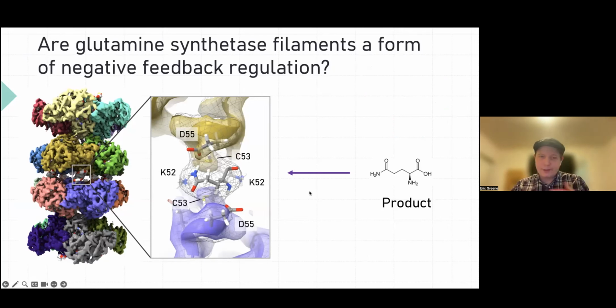So our model now is that filament formation can form by 2 different mechanisms. One is overall enzyme concentration. So for my cross-linking gel that I showed earlier, you can see there's more filament formation at the higher concentrations. But in addition to that, filament formation can also be stabilized by the product of the reaction, glutamine.